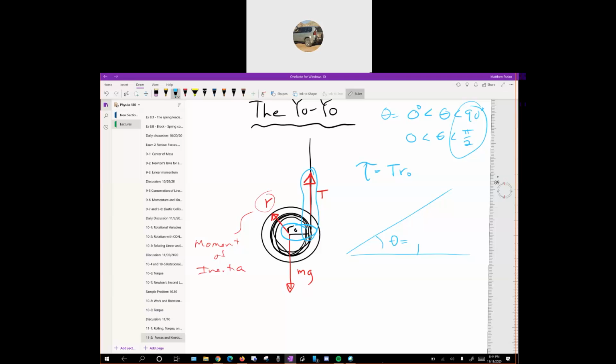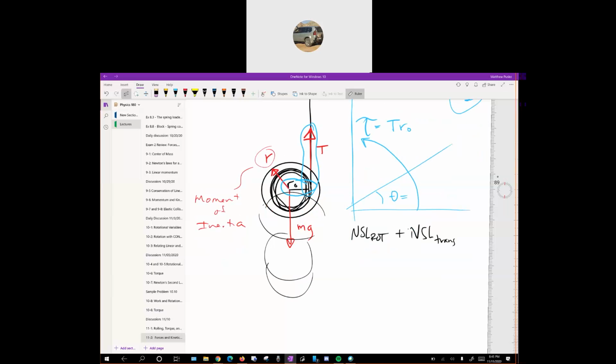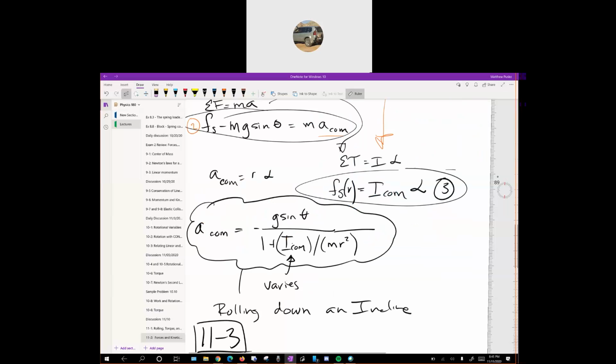So we're going to let this angle go all the way up and make it vertical. In that case, we can apply Newton's second law for rotations plus Newton's second law for the translational motion, because this whole thing goes down, right? The whole point of the yo-yo is the whole thing moves down as it unwinds. And we can basically use the same formula that we had right here for the inclined plane.